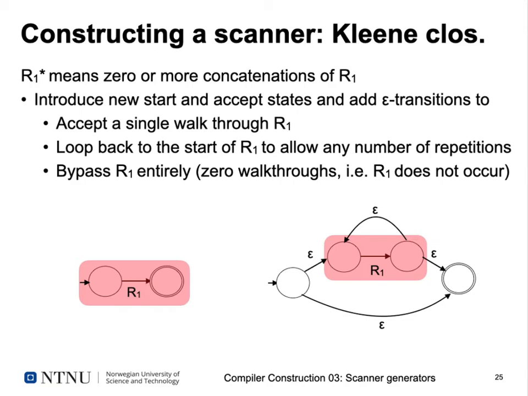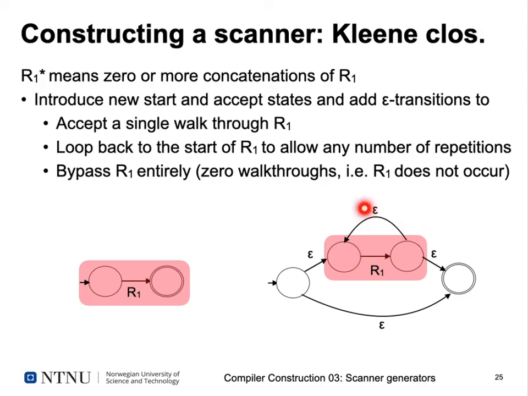So we can either accept a single walk through our regular expression R1, or we can loop back to the start of R1 to allow any number of repetitions, or we can bypass R1 entirely, so we have 0 walkthroughs. So we start with our regular expression R1 here, which you can see again here. We can have 0 repetitions of it, so we build an epsilon transition which goes straight to the accepting state without reading any characters, which is fine because that would be just an empty input. Or we can go using an epsilon transition to the start of our regular expression, go through it once, and end up at the accepting state.